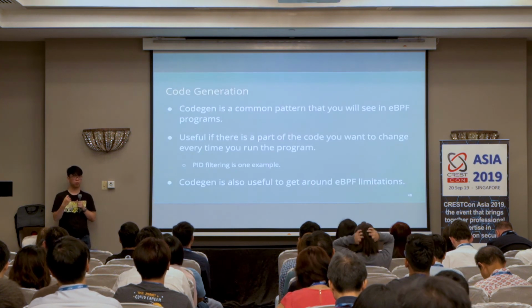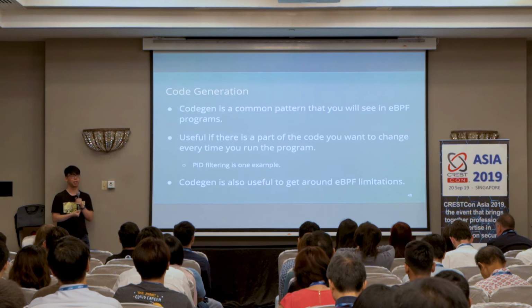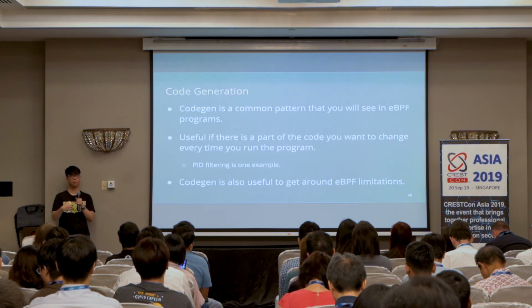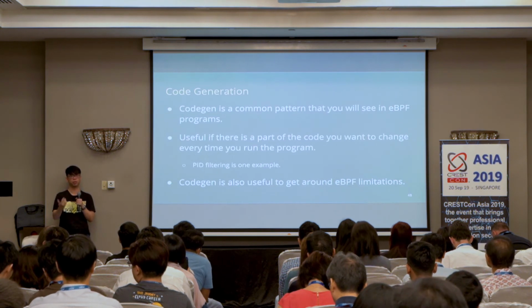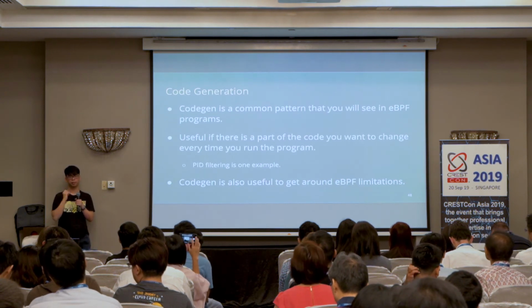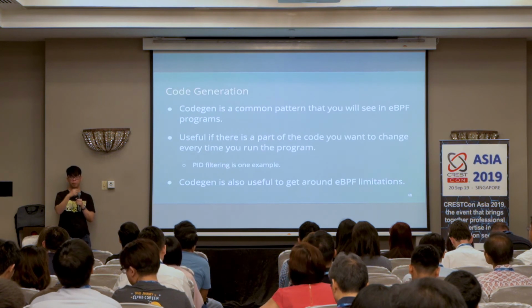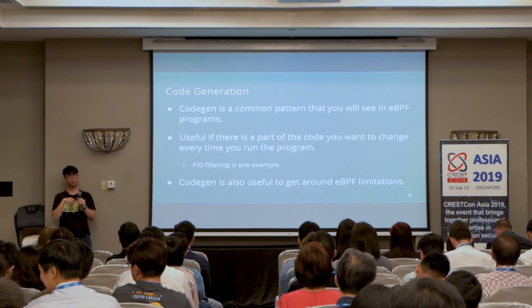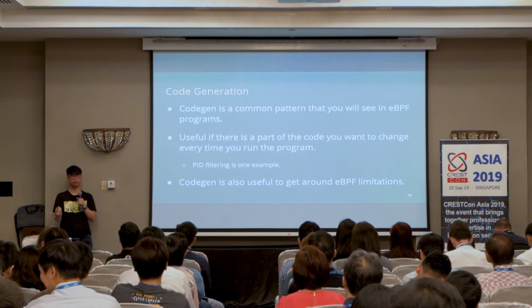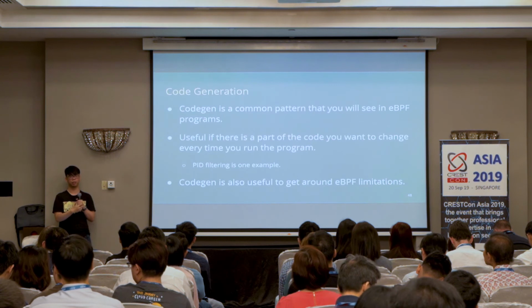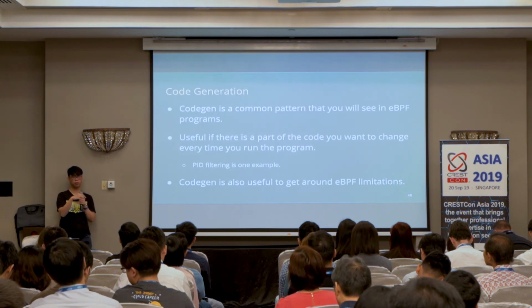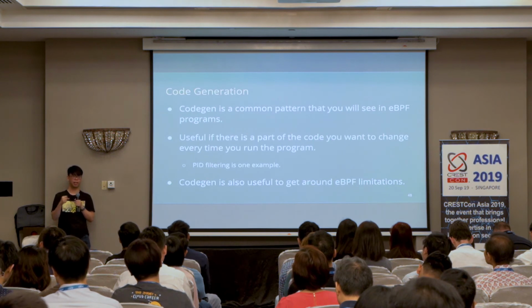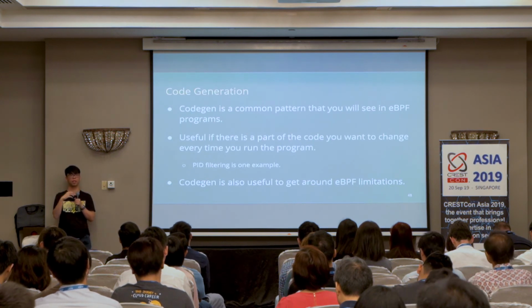Next, I would like to talk about code generation, which is a common pattern that you will see in eBPF programs. And it is very useful if there's a part of the program that you want to change every time you invoke the Python script. Because what you have to remember is that the Python script compiles the eBPF program from scratch every time before it loads it into the kernel. So if there's a part of the code that you want to change on every invocation, for example, you want to add PID filtering. Let's say I'm only interested in the syscalls being called by a specific process PID or process name. I can add some code using code generation to add that logic in.